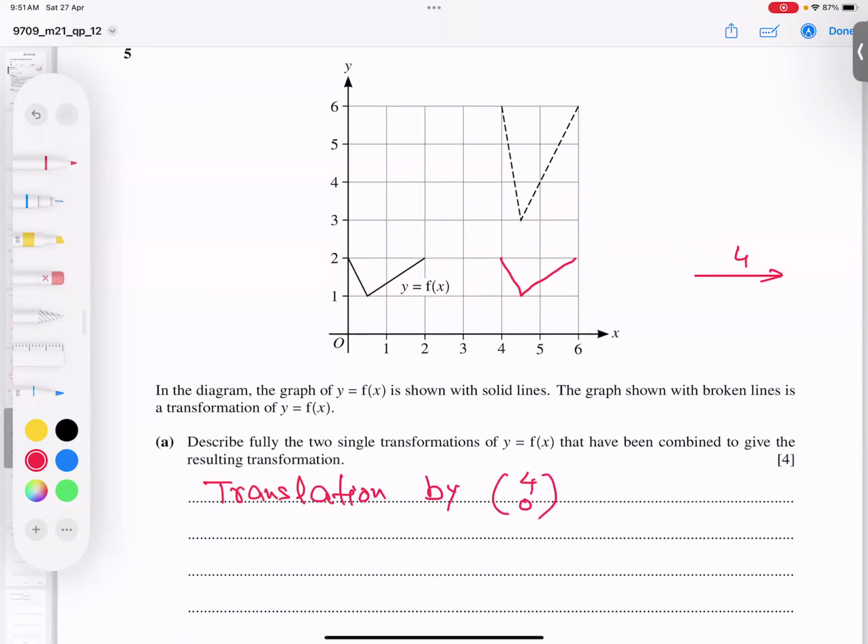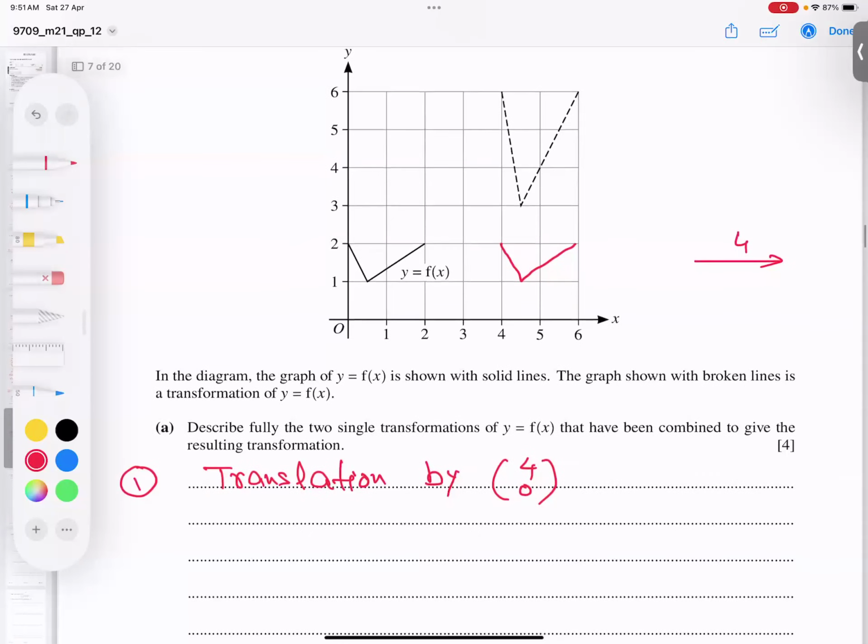By 4-0. I have seen some students write horizontal translation by 4. When you write 4-0, it is understood as horizontal. No need to write the word horizontal here. Second, now if you check it, what is a? Look here. The value of x is 6 here.